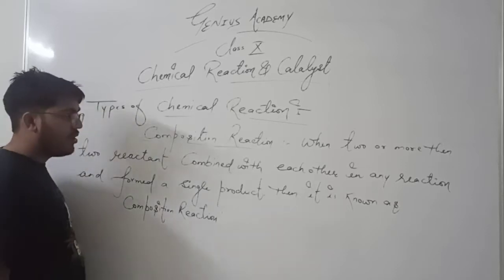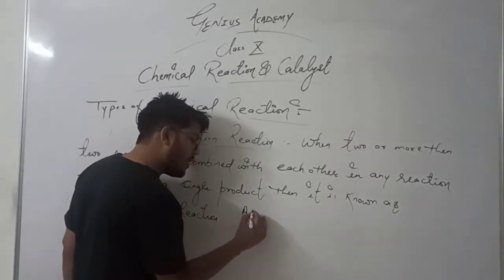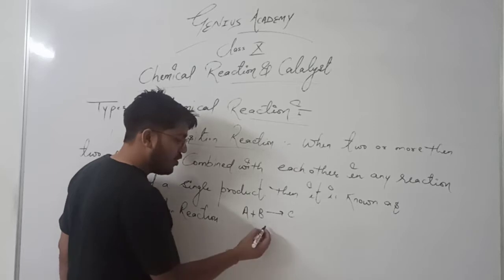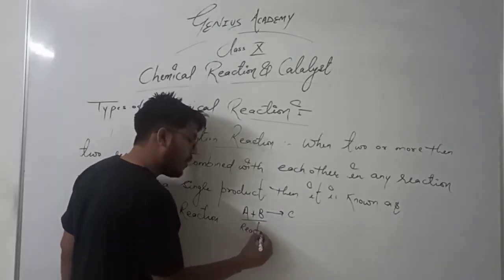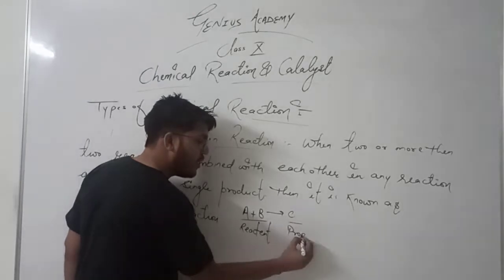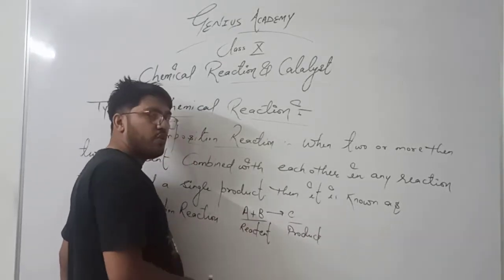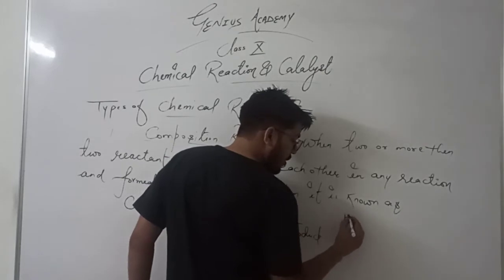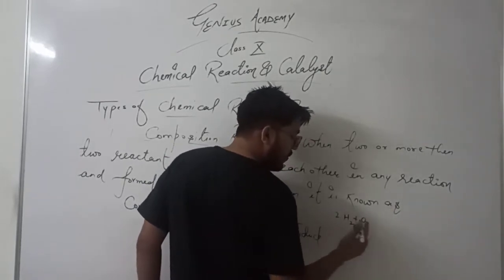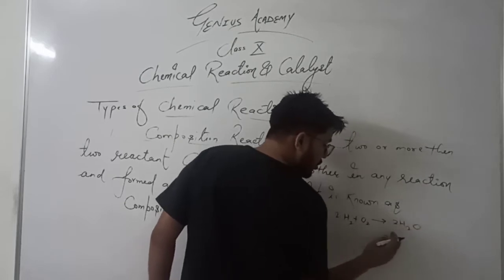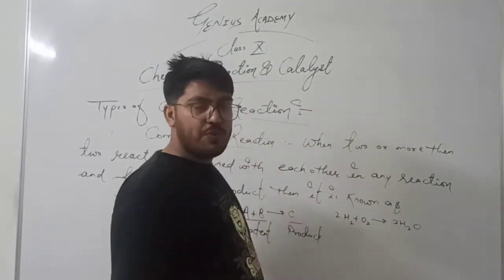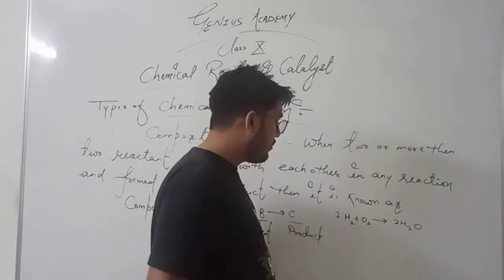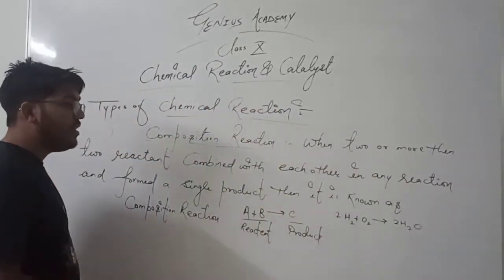Let us assume there are two reactants A and B that react with each other and form product C. So A and B are reactants and C is the product. A and B are two reactants and form a single product. Like if H2 and O2 react with each other and form 2H2O, 2H2O is a single product. Then it is known as a composition reaction.